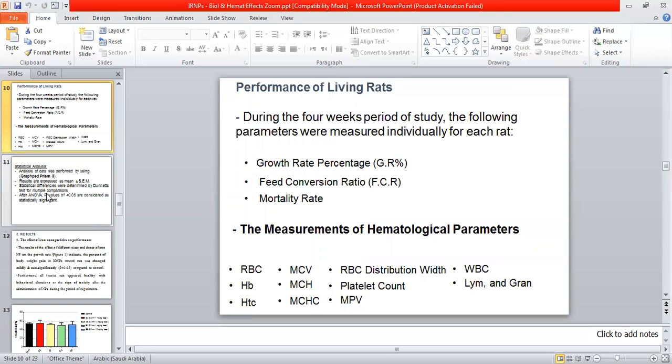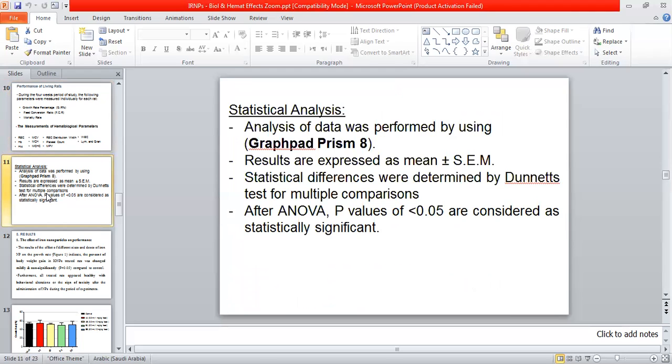With respect to the performance of the living rats, the following parameters were determined: growth rate percentage, feed conversion ratio, and mortality rate. The second part included the measurement of hematological parameters, including RBC, HB, HCT, MCV, MCH, MCHC, RBC distribution width, platelet count, MPV, white blood cells, lymphocytes, and granulocytes. Statistical analysis was performed using GraphPad Prism 8, and the results were expressed as mean plus or minus standard error of the mean.